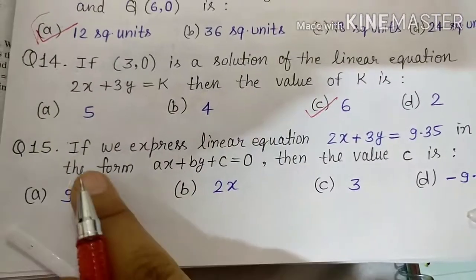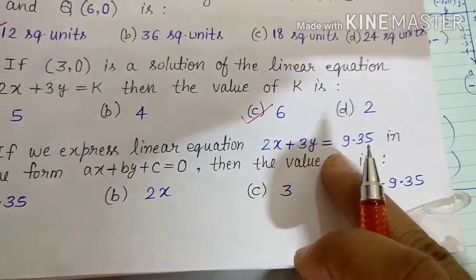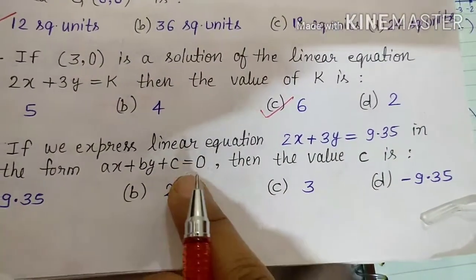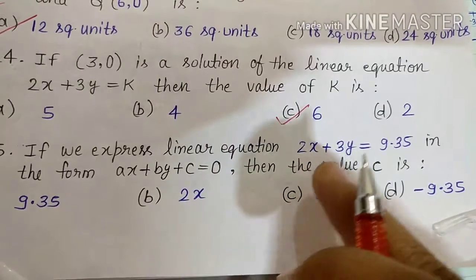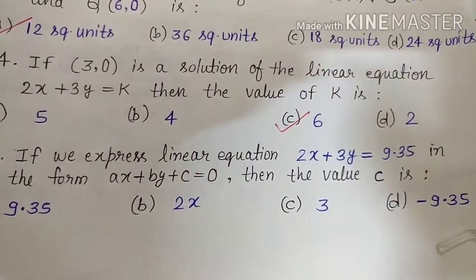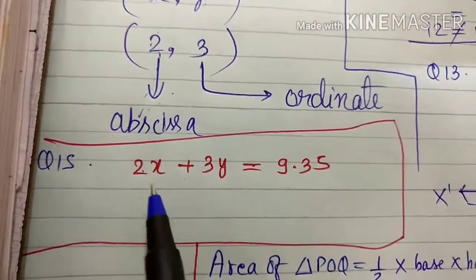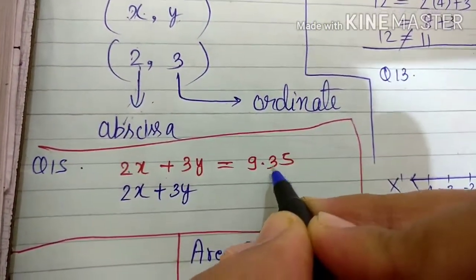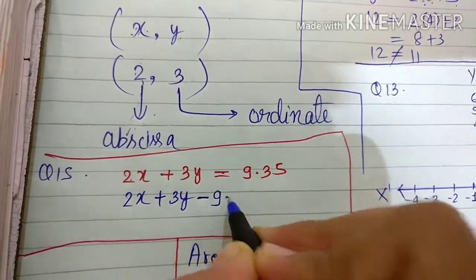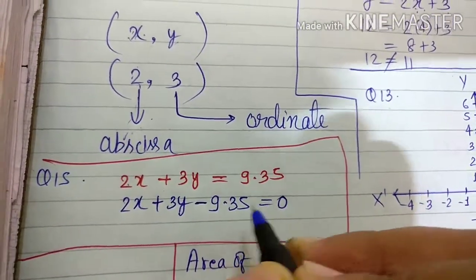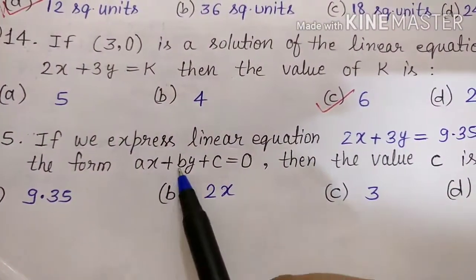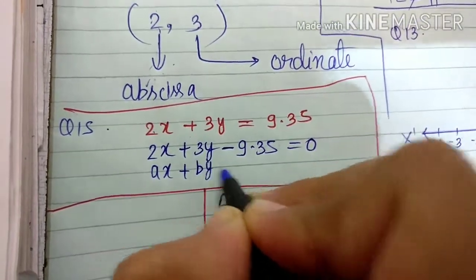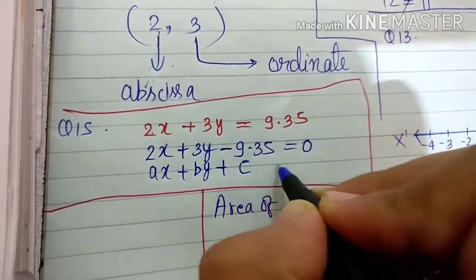Now move to question number 15. If we express the linear equation 2x plus 3y equals 9.35 in the form ax plus by plus c equals 0, then we have to find the value of c here. So we have written the equation like this, and now we have to move this 9.35 to this side. So it becomes minus 9.35, and what is left? 0 here, because now it comes in the ax plus by plus c equals 0 form.